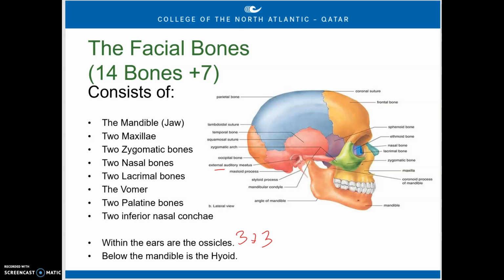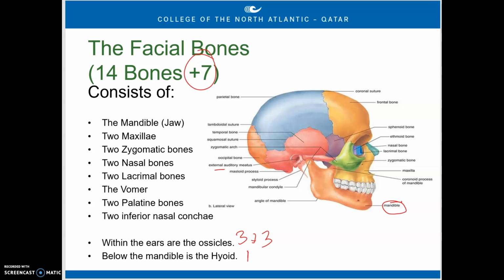And then below the mandible is a bone called the hyoid bone. There's one of those, and it kind of floats at the base of the neck underneath the jawline. So those 7 bones, that's the 7 bones that we're talking about. The rest of the 14 bones are going to make up directly the face. The most easily recognizable one is going to be the mandible, the jaw. So here we've got our mandible, and that's the only one on the skull that really moves. Most of the other bones on the skull are fixed, so they don't have any room for movement.